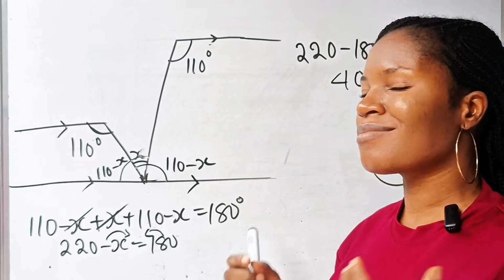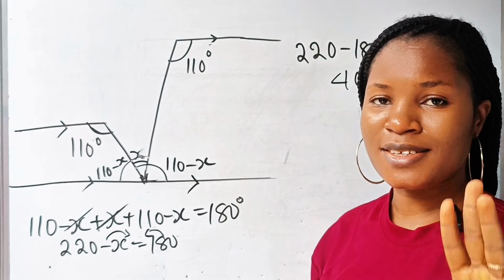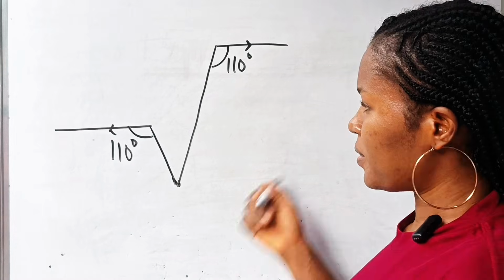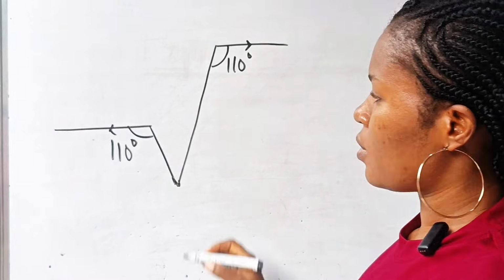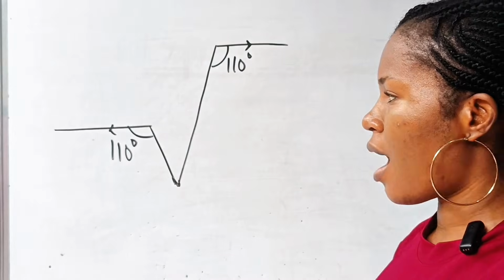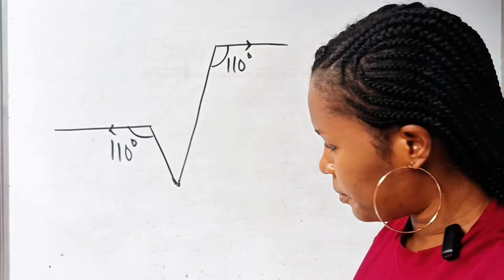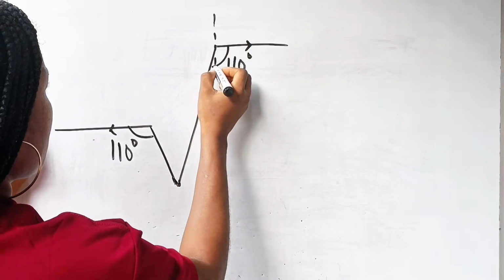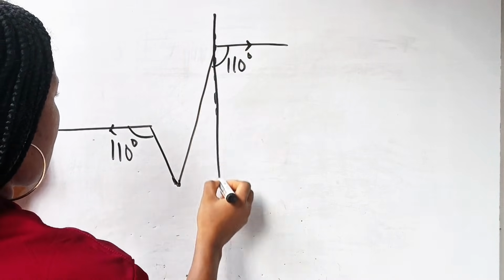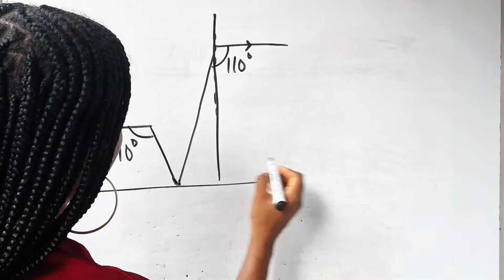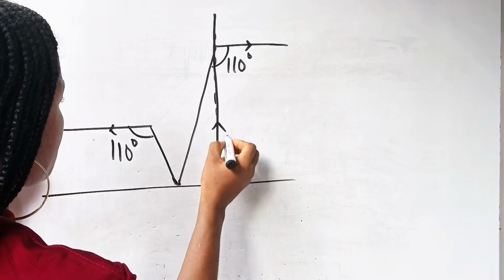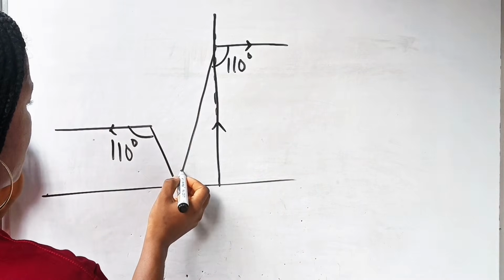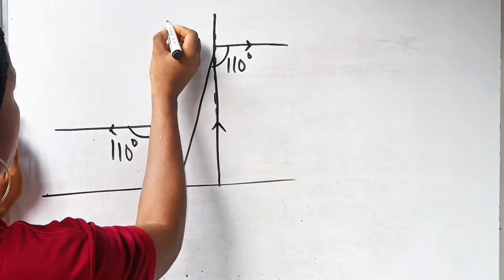Now, the last and the most interesting method is this method 3. In this last method, we are going to drop some vertical lines that are parallel to each other. So first of all, let's drop this one. Let's assume this is the horizontal. So this line is parallel to this. Remember, this is x that we are looking for, the whole of this.